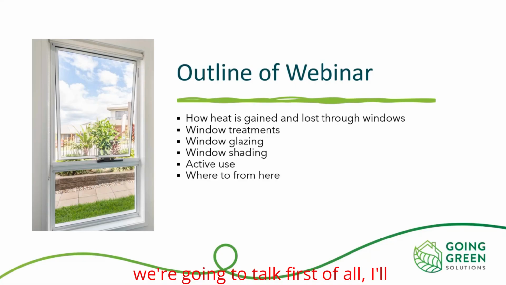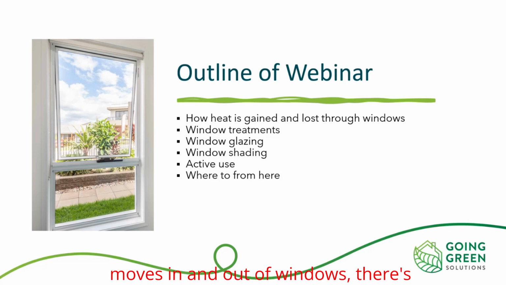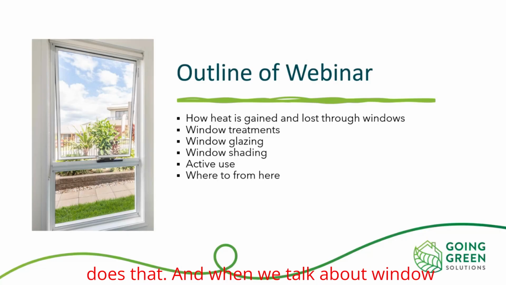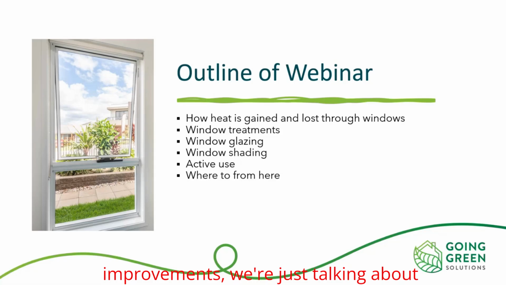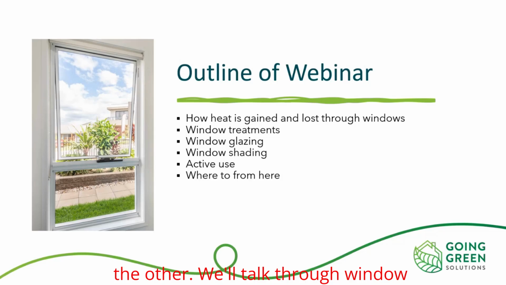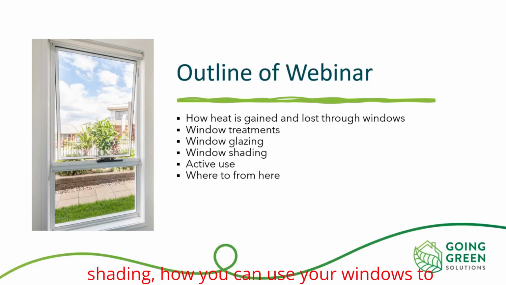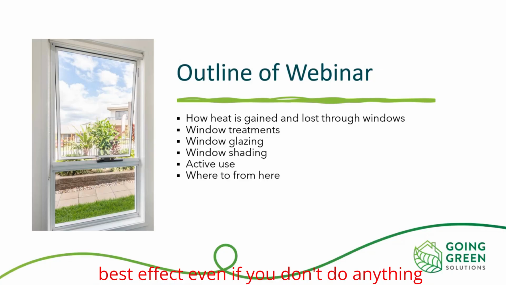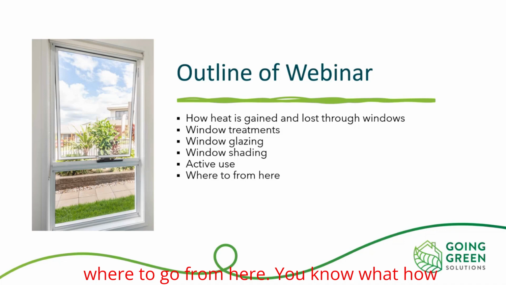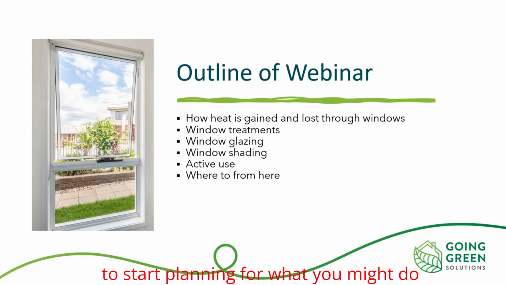Today we're going to talk, first of all, I'll just quickly talk about how heat moves in and out of windows. There's a whole bunch of ways that it does that. And when we talk about window improvements, we're just talking about ways to manage that in one direction or the other. We'll talk through window treatments, which is another word for window coverings, or that's curtains and blinds. Window glazing upgrades, window shading, how you can use your windows to best effect, even if you don't do anything to change them, and also some tips on where to go from here, how to start planning for what you might do in your home.